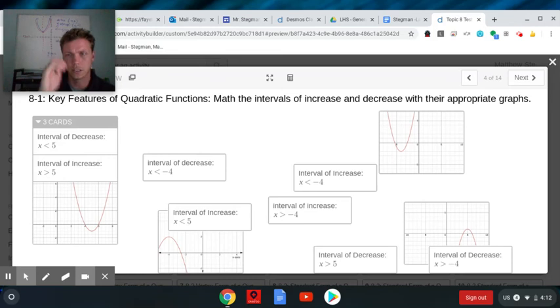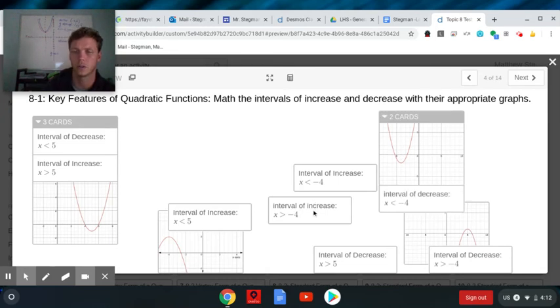Taking a look at the next one over here. Looks like my axis of symmetry is -4. And so we are decreasing first on the left side. So we are decreasing when x is less than -4, and we are increasing when x is greater than -4.